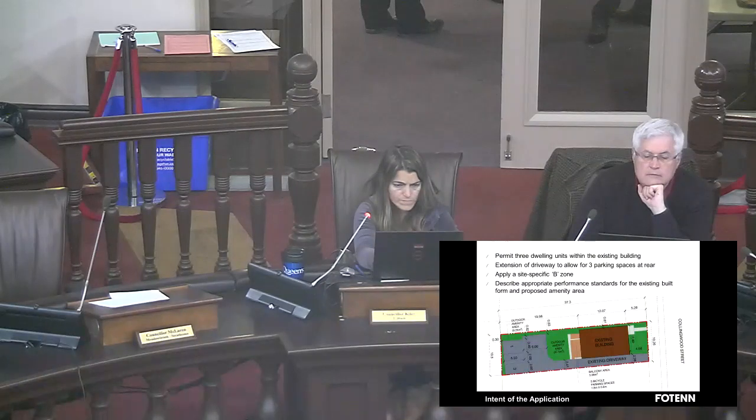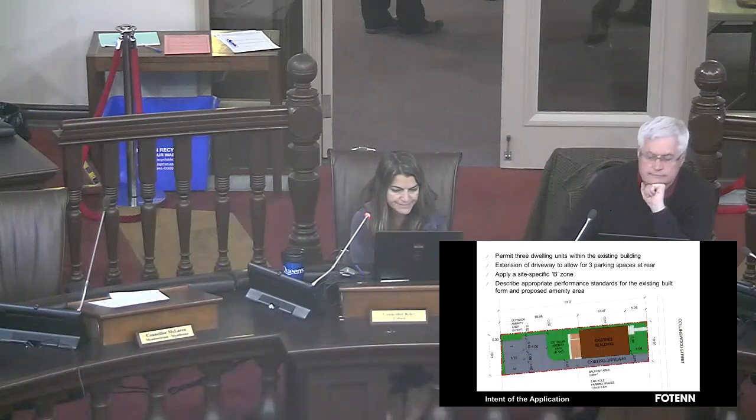So all of the performance standards that I'm identifying in this presentation are ones that are in the staff report and the recommendation report. So there are some slight differences from what we had initially asked for regarding barrier-free parking, for example, and amenity that are not reflected in the recommendations.